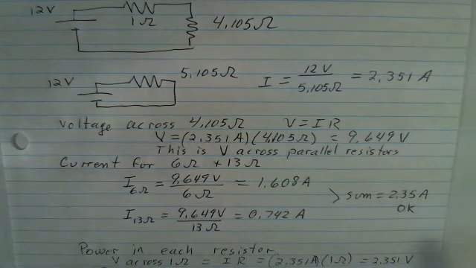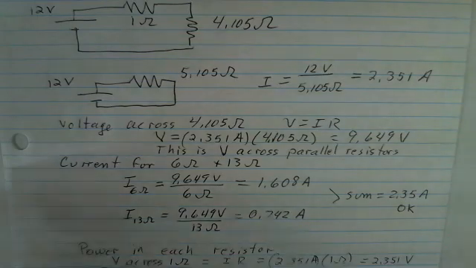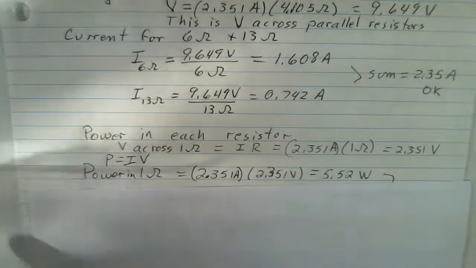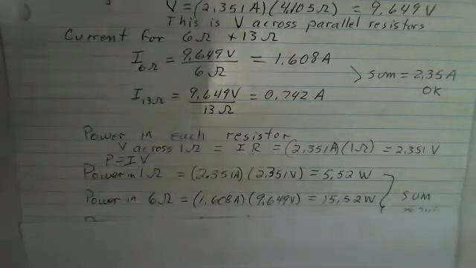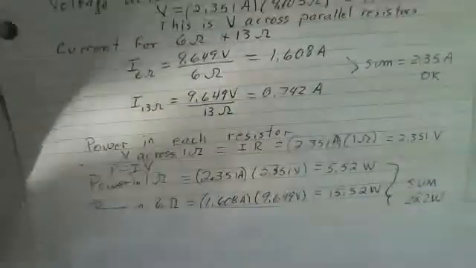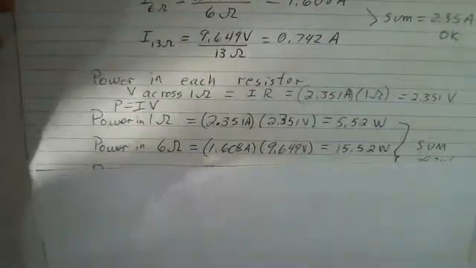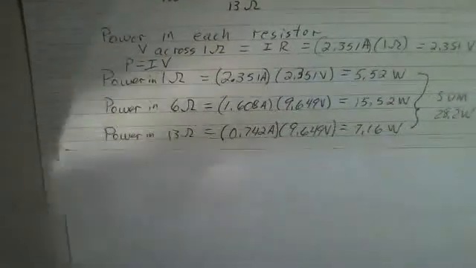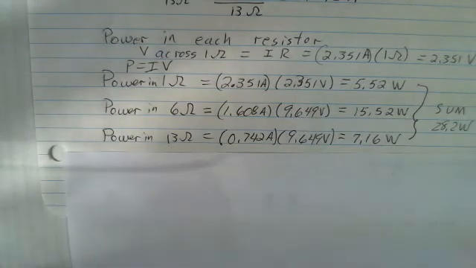So that checks out. Now power in each resistance. The potential across the 1 ohm resistor can be calculated with I times R. The current coming out of the battery, 2.351 amps times the 1 ohm, gives 2.351 volts. So that power, I times V, would be 5.52 watts. The current in the 6 ohm is 1.608 amps and there are 9.649 volts there, so 15.5 watts. The power in the 13 ohm resistor: its current is 0.742 amps, 9.649 volts across it, so 7 watts. The sum is 28.2 watts.